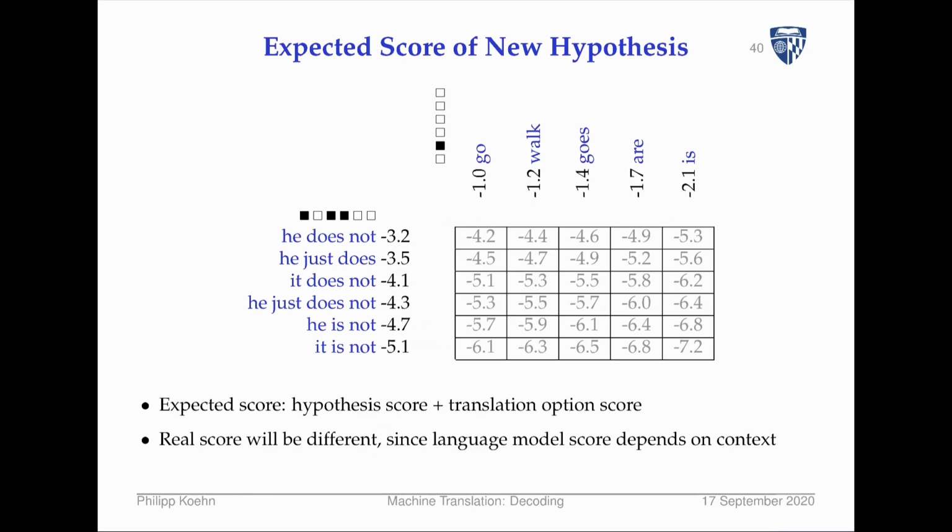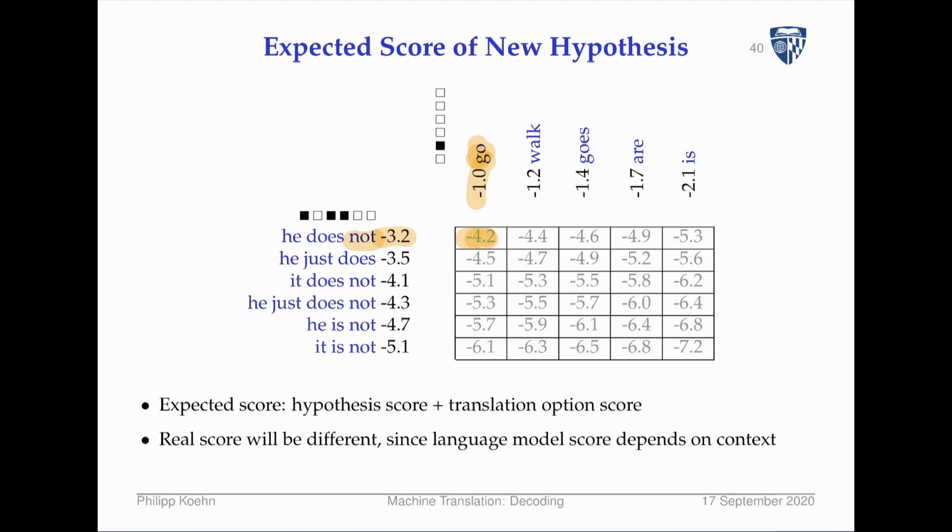So if you would fully expand this, maybe this is how it looks. All these numbers are clearly made up. But we combine the first two, and this gives us a score. If you just add up these numbers, this is what we get. This is our estimated score. The real score will be different from that because we will actually compute the real language model cost of attaching the word go to this phrase, and not just the unigram cost for go, which went into the estimate.